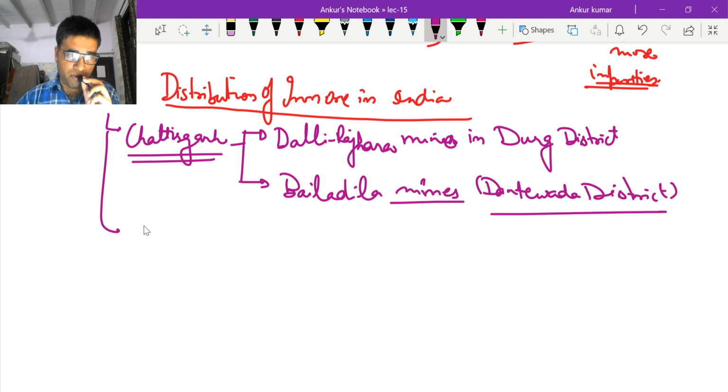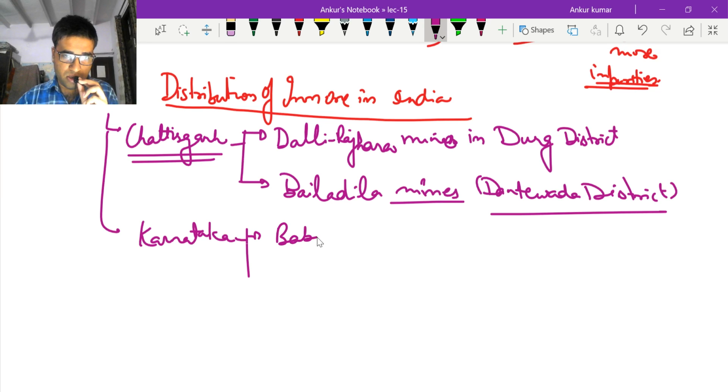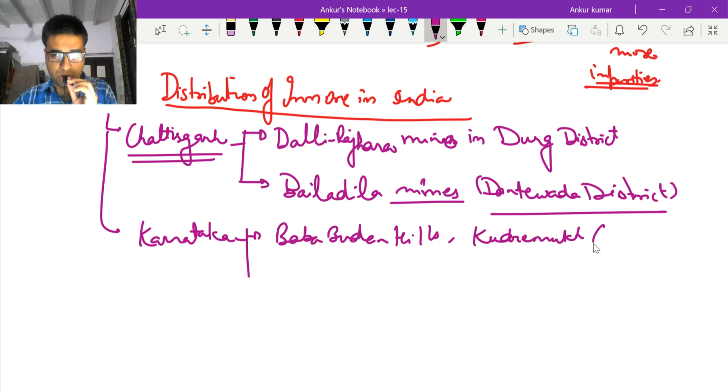Now moving on to the second important state, Karnataka, where iron ore is found. One is in the Baba Budan Hills, in Chikmagalur. Similarly, Kudremukh, which is also in Chikmagalur. So both are in Chikmagalur district.